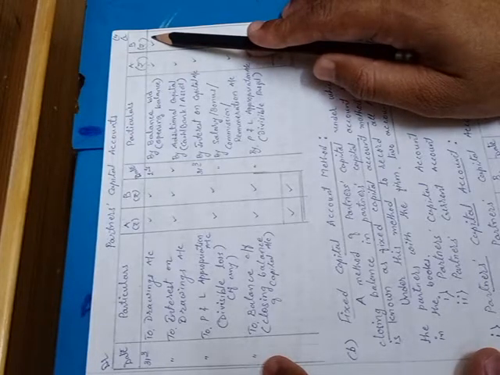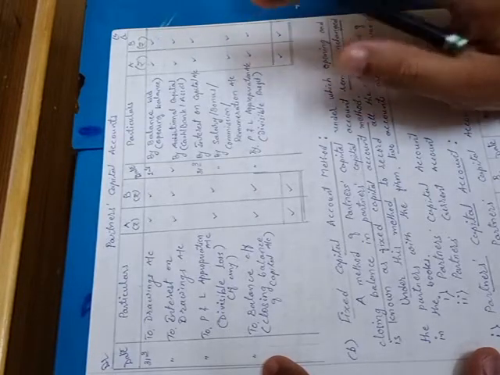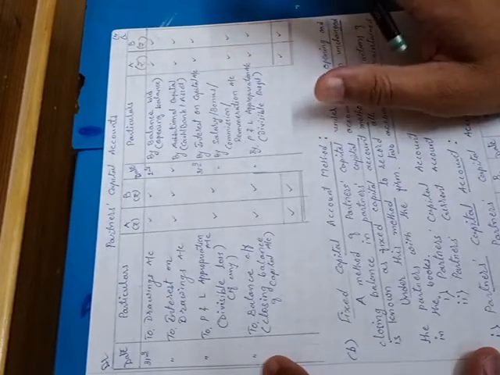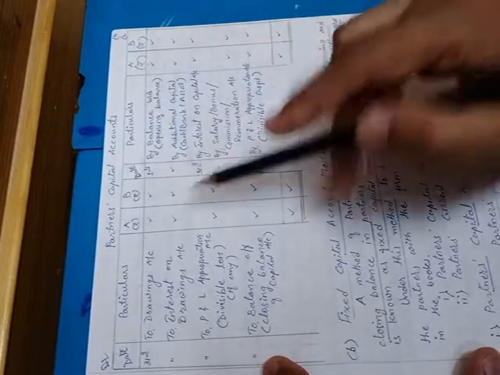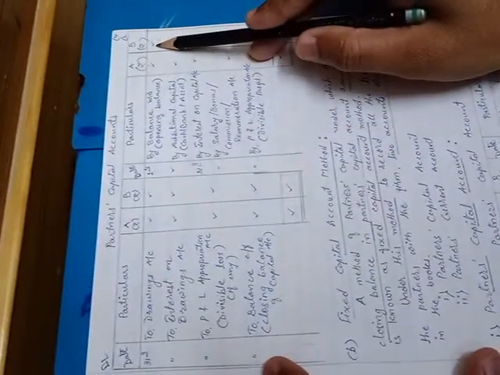There may be 3 partners available, 4 partners available, and more than that also available. In our sums, that is in our textbook, there are maximum 3 partners given. So accordingly you can prepare the columns. This is called the combined partners' capital account.